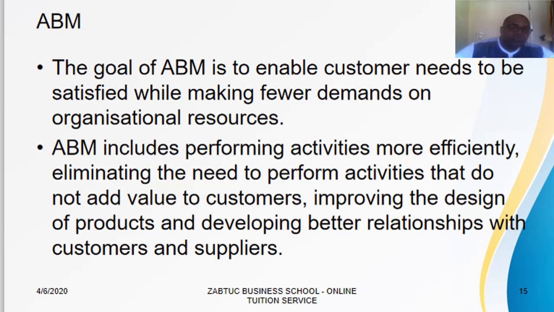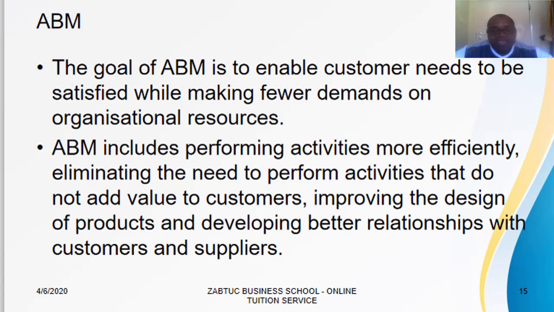So then how do you manage activities? Well, the goal of ABM is to enable customer needs to be satisfied while making fewer demands on organizational resources. Or in other words, we want to minimize the resources consumed by activities. But at the same time, we don't want to compromise the customer needs. We want to meet those needs perfectly, but with fewer resources. And in the process, you start managing your cost.